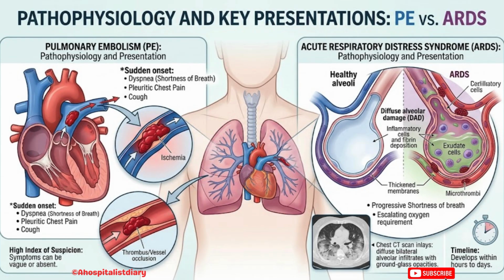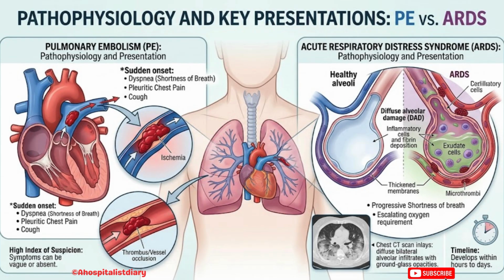Number 1. Acute dyspnea in the setting of pulmonary hypertension. There are 2 major culprits here. Pulmonary embolism, PE. Patients typically present with a sudden onset of dyspnea, pleuritic chest pain, and a cough. However, always maintain a high index of suspicion, as symptoms can sometimes be vague or entirely absent.